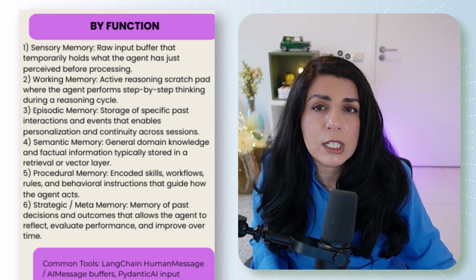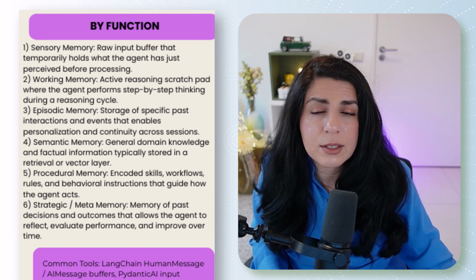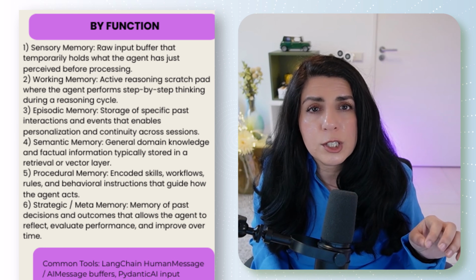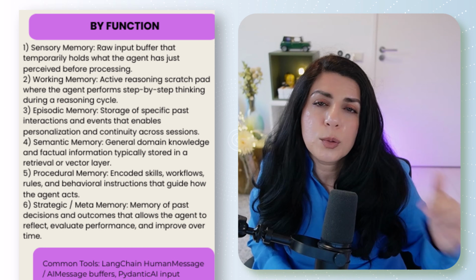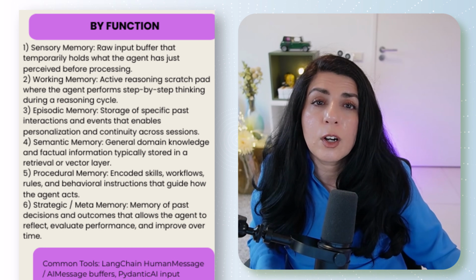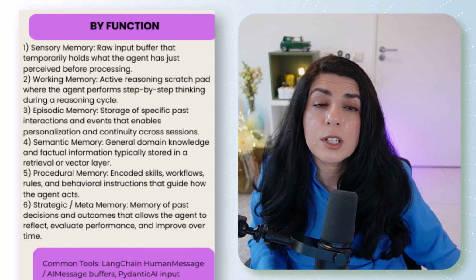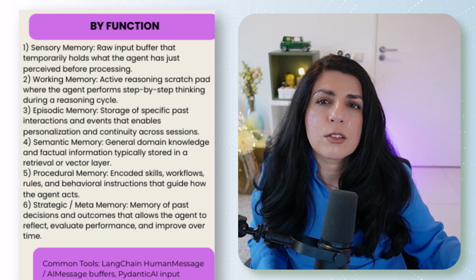Then we have working memory, the active reasoning scratchpad, which is really the agent's current chain of thought. Tools to think of are OpenAI Swarm context variables, PydanticAI run context, and CrewAI task context.